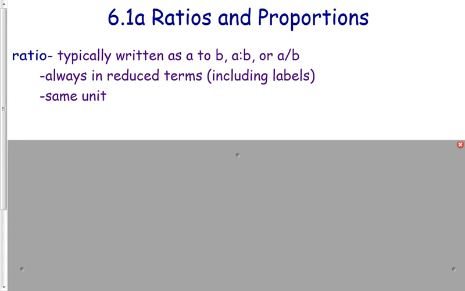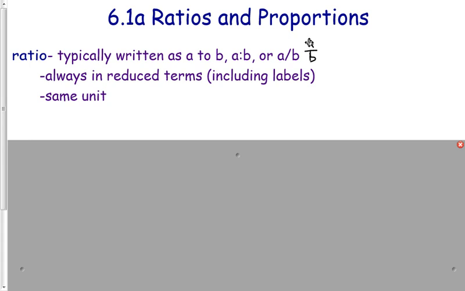Section 6.1a, ratios and proportions. So our goal today is to work with ratios and proportions and be able to solve that. A ratio is typically written as a to b, a colon b, which is still read a to b, or a over b as a fraction. You can also see it written as a over b this way.